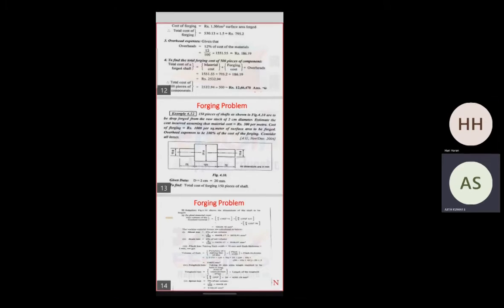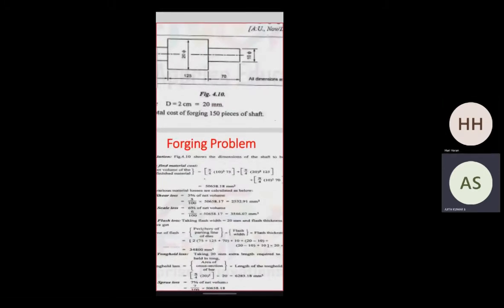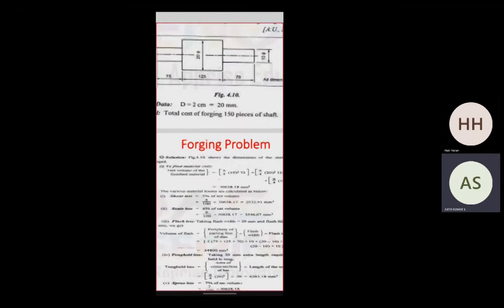And next we want to find all the losses: shear loss, scale loss, tangled losses, flash losses, screw loss. First, shear loss. For all problems, shear loss is equal to 5% of net volume. So 5 by 100 into net volume, we will get 2532.91 millimeter cube. And the scale loss is equal to 6% of net volume. So 6 by 100 into net volume is equal to 3546.07 millimeter cube.